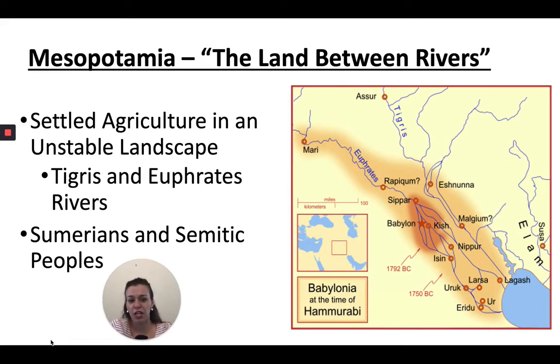Semitic peoples are another ethnic group. It also includes languages, so this should sound familiar to you if you took human geography. So Hebrew, Aramaic, Phoenician, Arabic, these are all Semitic languages, and they emerge from this area.